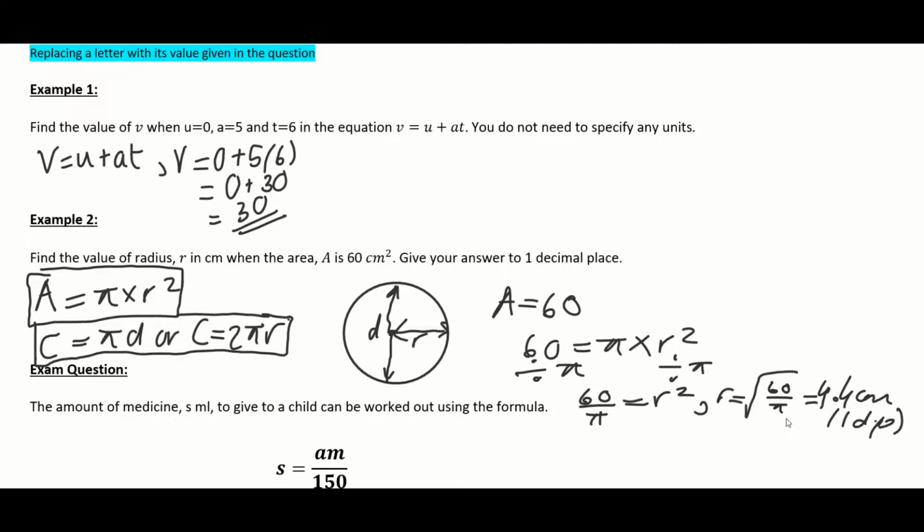So see if you've missed anything out. Have we missed anything out? No, seems like we've answered the question. So the radius is 4.4 centimeters. Another follow-up question could be, work out the diameter. You know the diameter is 2 times the radius, so it's just going to be 8.8 to 1 decimal place. But that's not the question. The question was just to work out the radius.